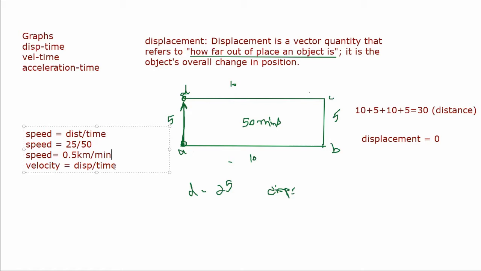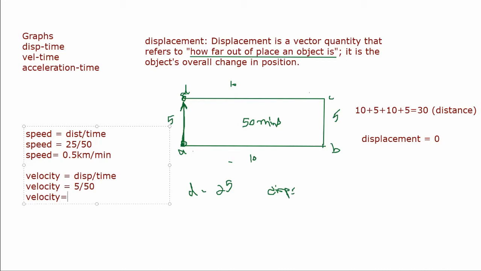If we can multiply it by 60, we can convert it into hours. But we have to compare it, so there is no need to change the units. So velocity is displacement over time. In this case, the displacement is 5 and the time taken was 50, so the velocity became 0.1 kilometers per minute. Now you can see the difference between the distance and the displacement.